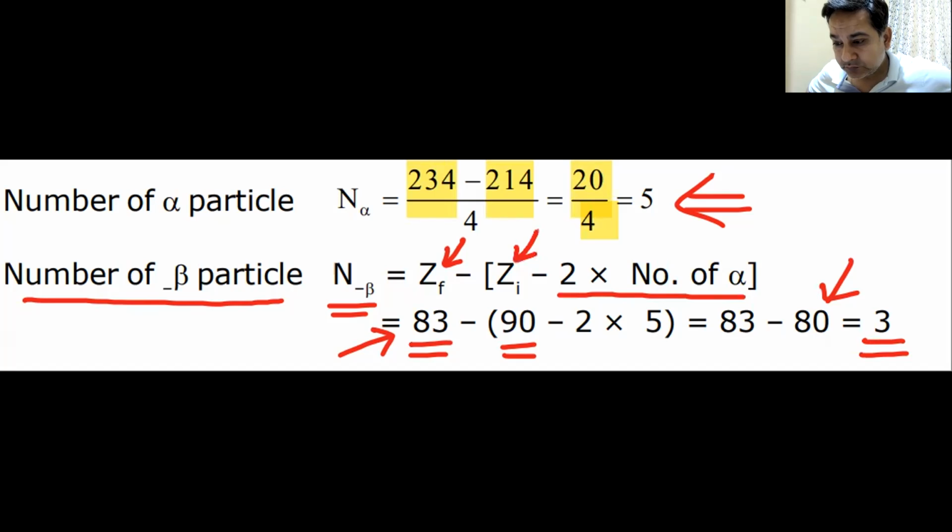When I emit alpha particles, mass number goes down by 4, atomic number goes down by 2. When I emit a negative beta particle, atomic number goes up by 1. When I emit a positive beta particle, atomic number goes down by 1. If you can remember this, my dear friends, we are done with this part. Do we understand this?